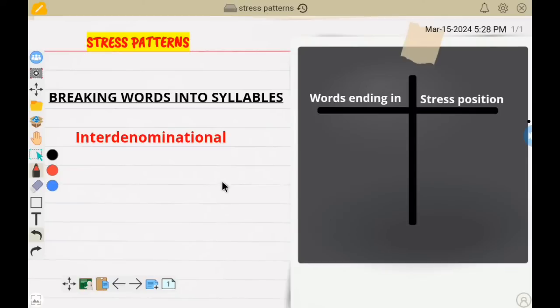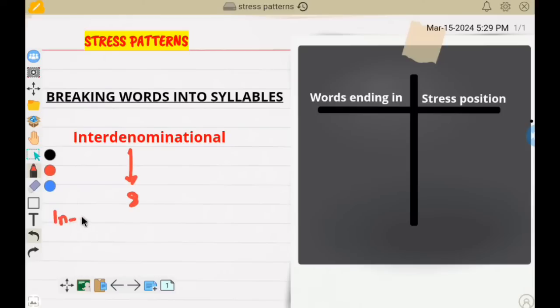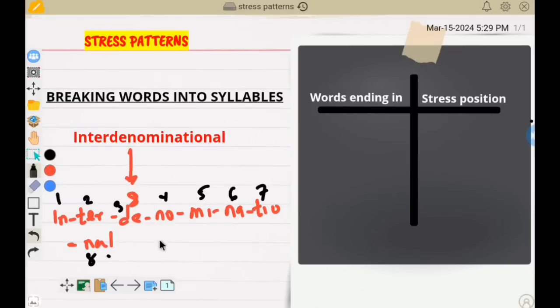So we have this example here, interdenominational. Let's count the number of syllables it has. Let's break it down. If you use the heartbeat method, you're going to get in, you have to beat back at that point. You have ter, you have to also beat back, de, no, mi, na, sho, nal. So you have to beat back 8 times. So the number of syllables in this word is 8. If you break it down, you have in-ter-de-no-mi-na-tio-nal. So that's 8 syllables in the word interdenominational.